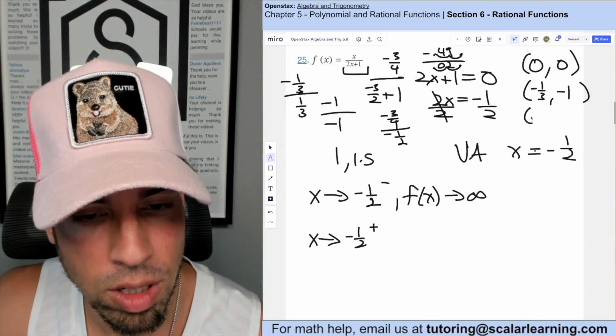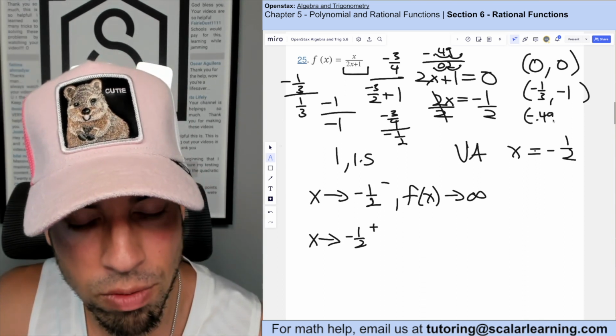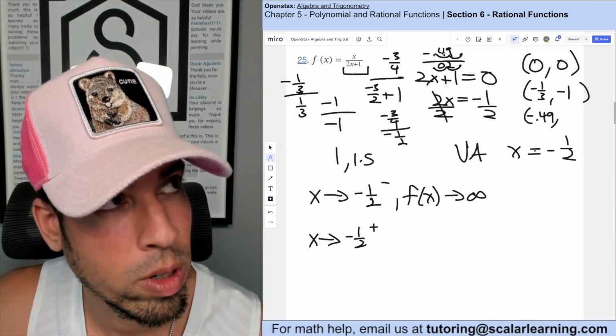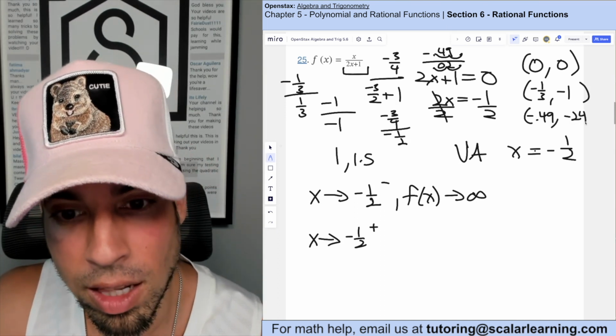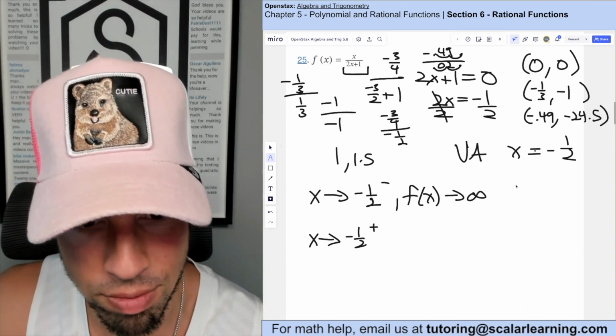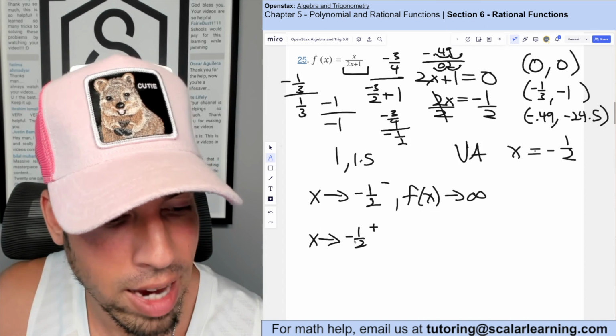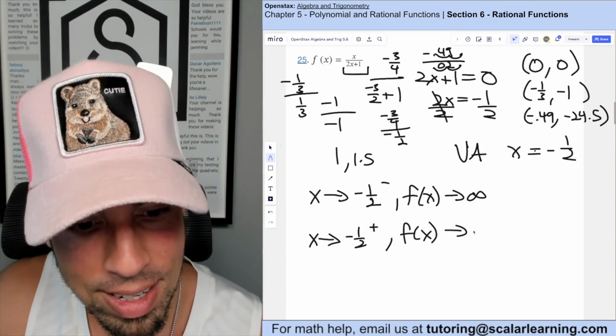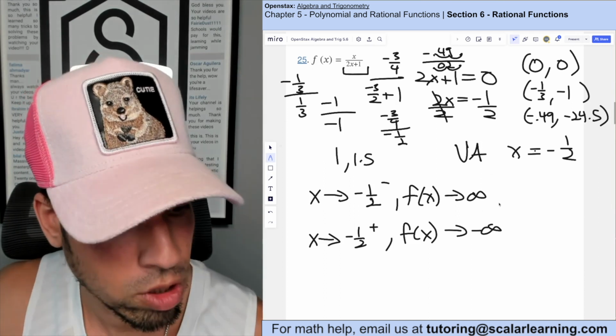It is, hold on, let me write this out here, negative 0.49. And then you're getting, what is that, negative 24.5, right? So that clearly shows you we're really increasing fast. We're really approaching that negative infinity. So as x approaches negative 1/2 from the right, the function value is approaching negative infinity. All right, so there's the local behavior.